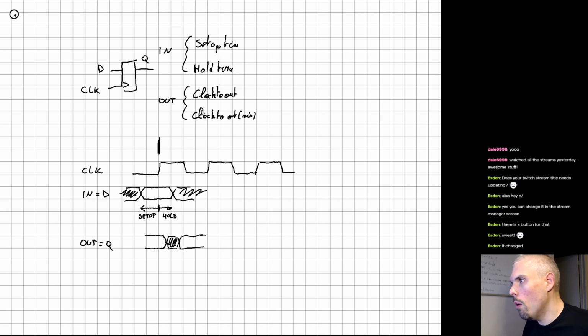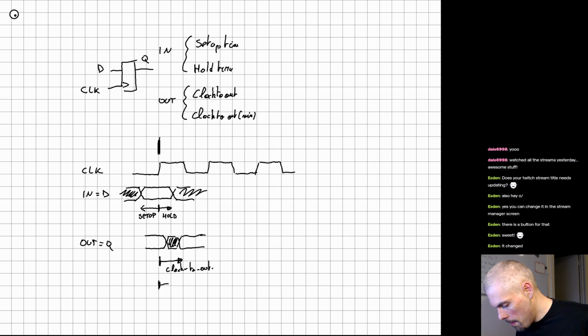So the clock to out is how much after the clock edge the valid data shows up on the output. So that's what we consider to be the clock to out delay. So once the clock edge happens, it's going to take some time for the flip-flop to actually switch its output to whatever the input was, right? That's clock to out. And then another value, it's like the clock to out min.